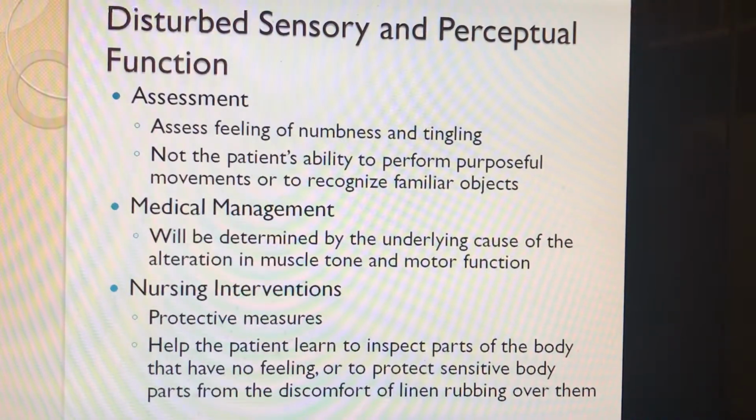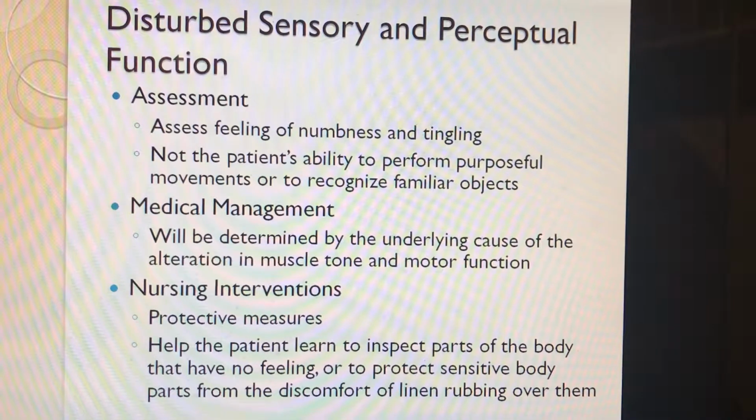So you want to assess if they have any feelings of numbness and tingling. You're going to note the patient's ability to perform purposeful movements or to recognize familiar objects. Medical management will be determined by the underlying cause of the alteration in muscle tone and motor function. And your nursing interventions are going to be protective measures. You want to help the patient learn to inspect parts of the body that have no feeling or to protect sensitive body parts from the discomfort of linen rubbing over them.